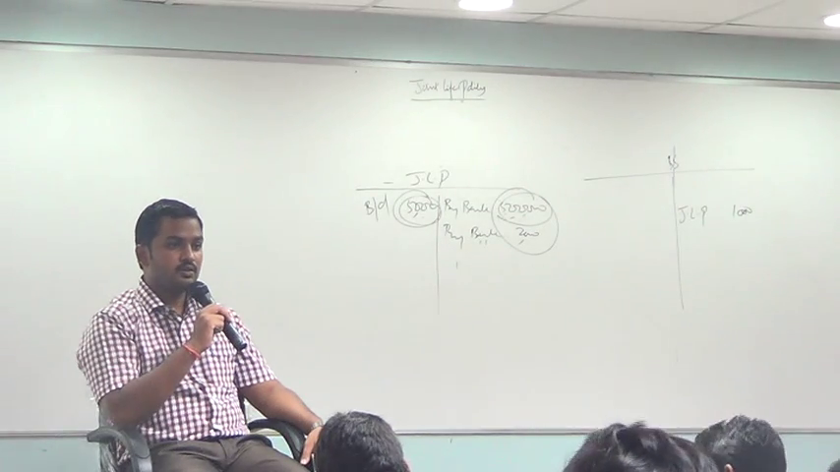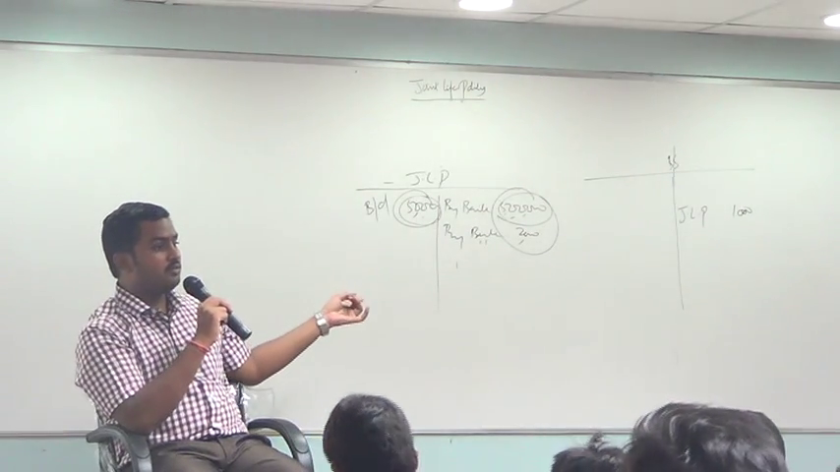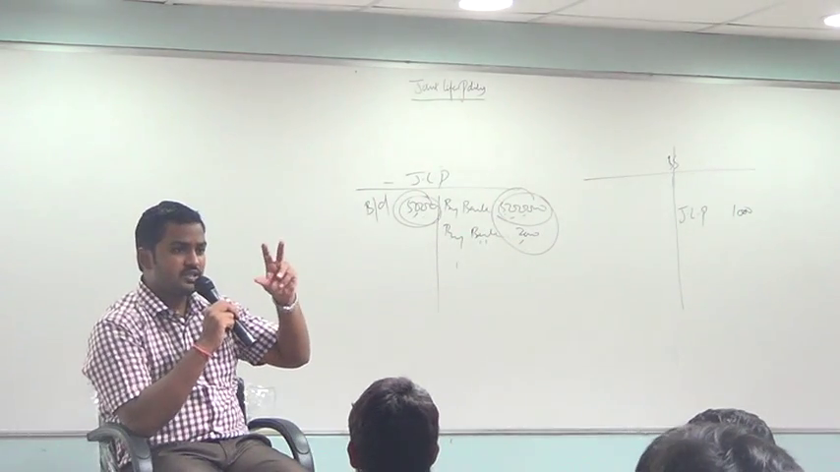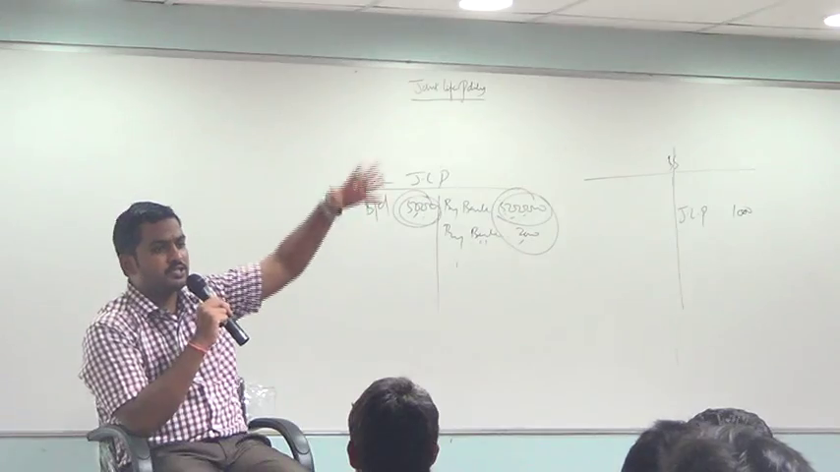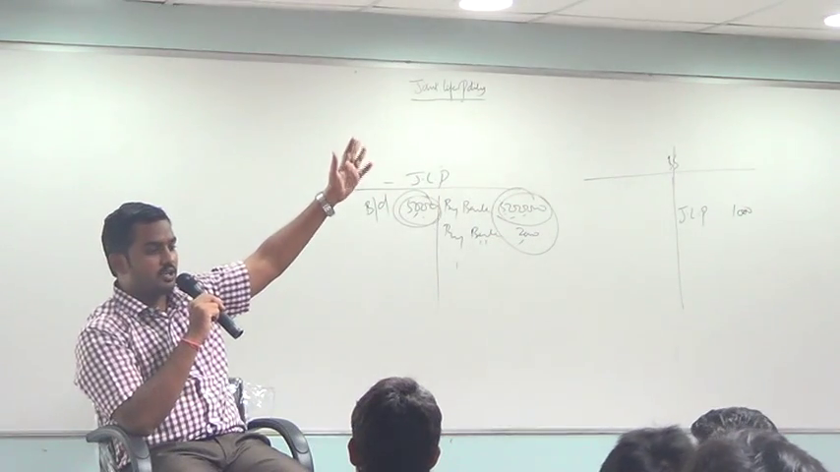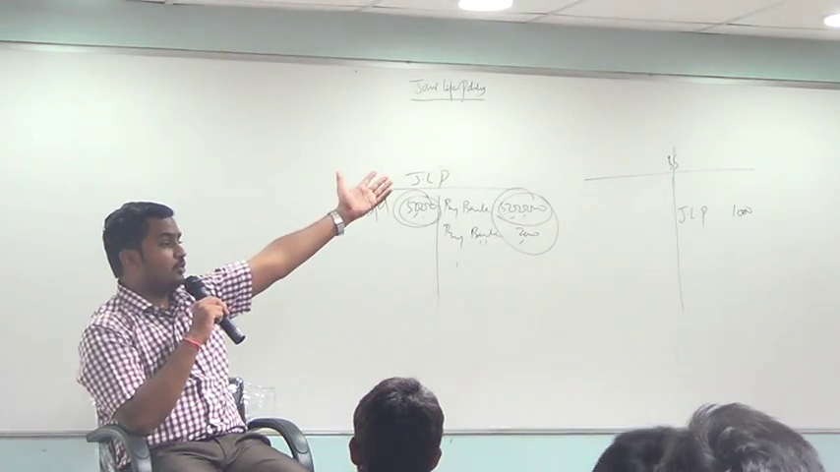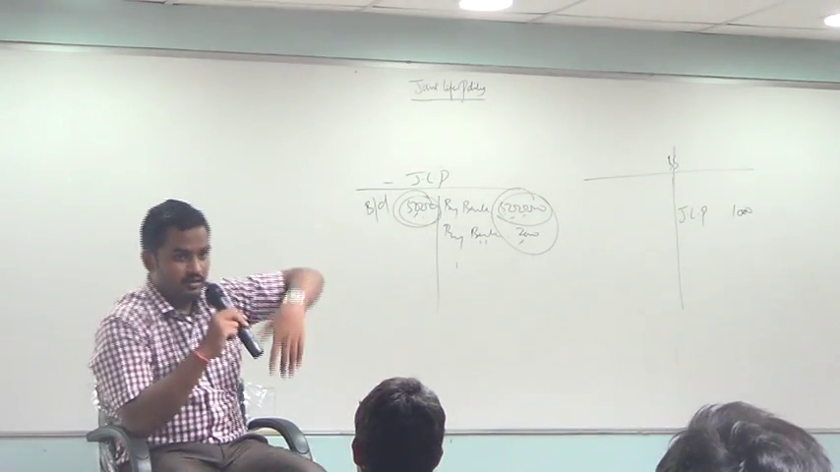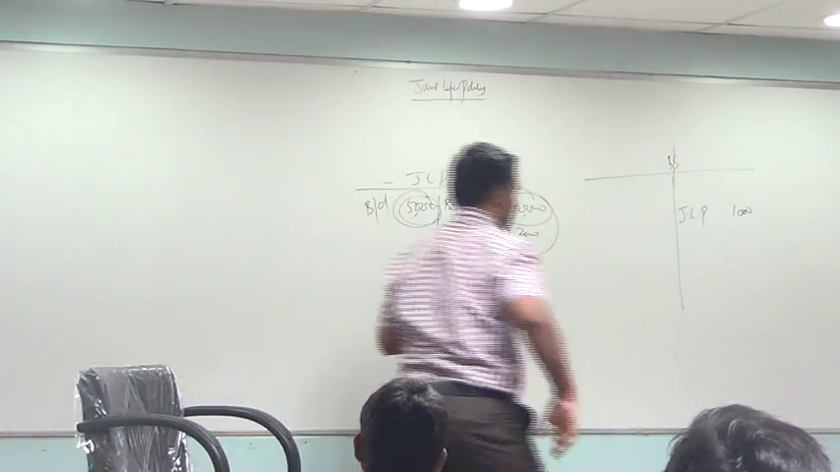Is it clear? So earlier what we were doing? Remember joint life policy asset method. Whatever difference was there between surrender value and book value, it was transferred to P&L appropriation account. Here the difference is not going to be transferred to P&L appropriation account, it will be transferred to joint life policy fund account.